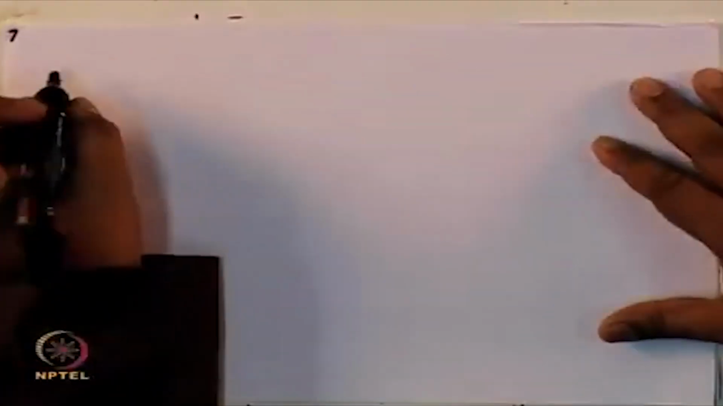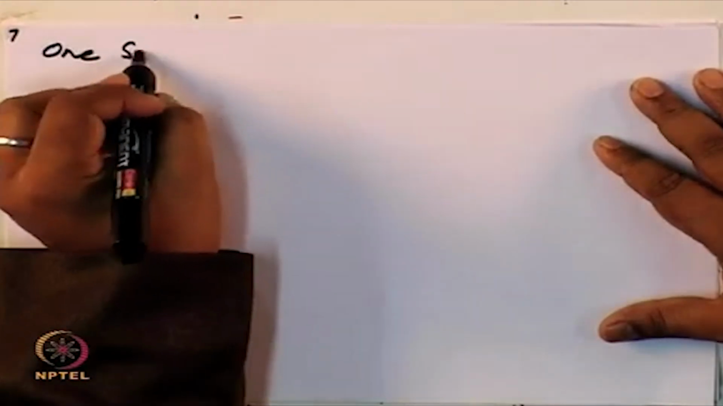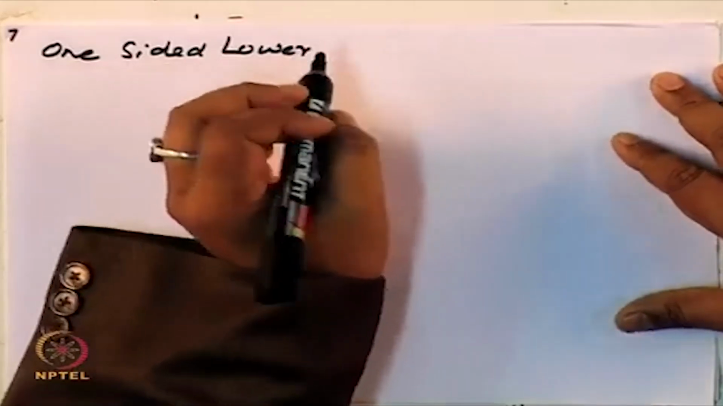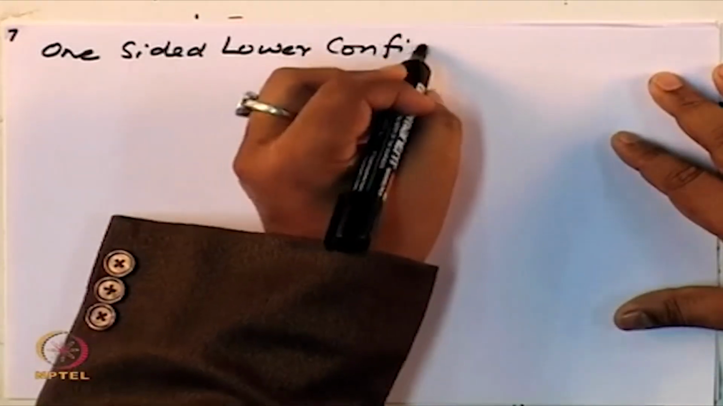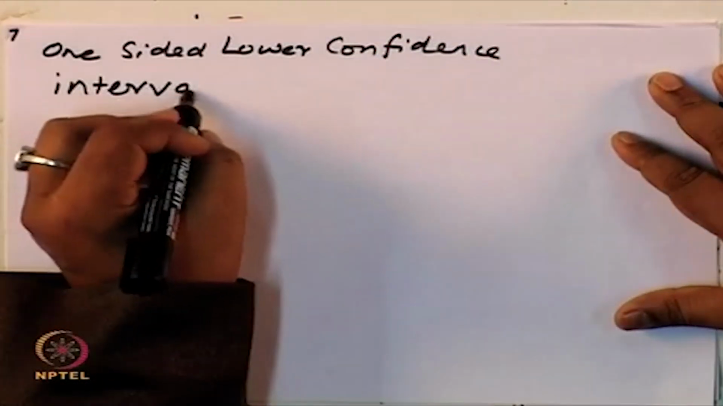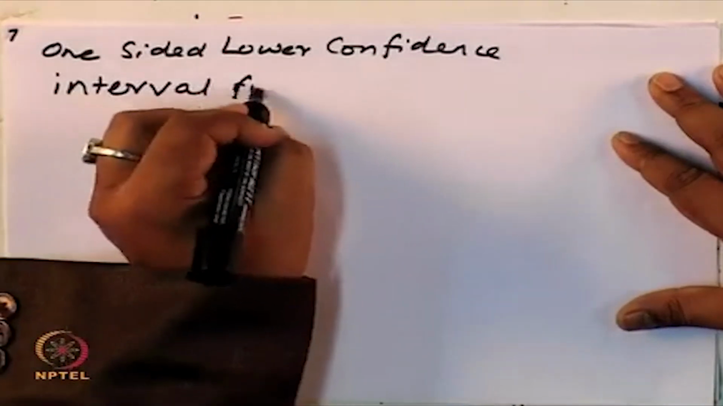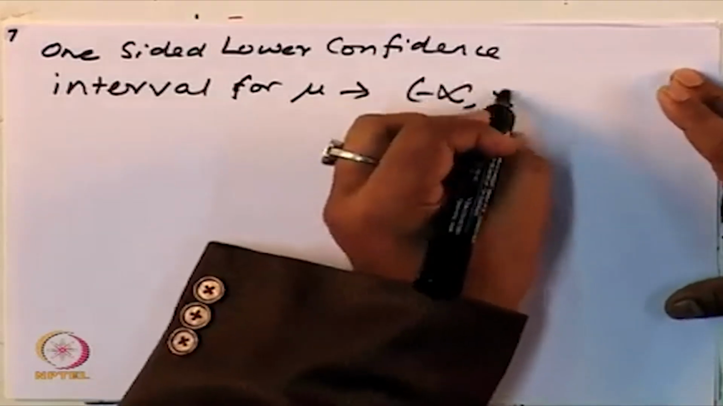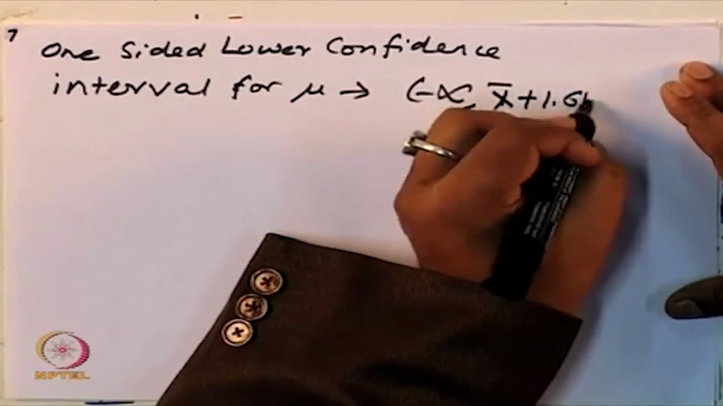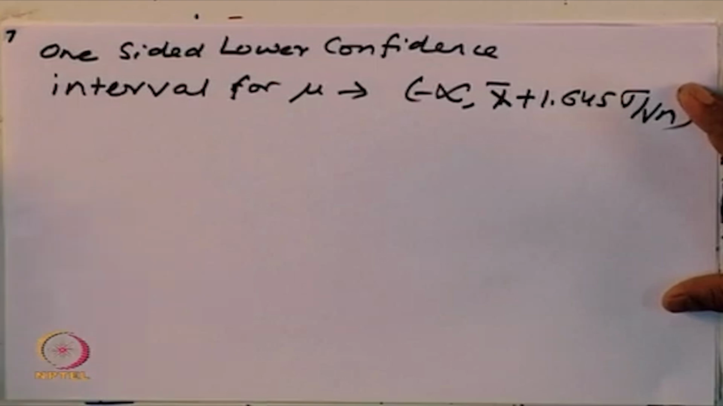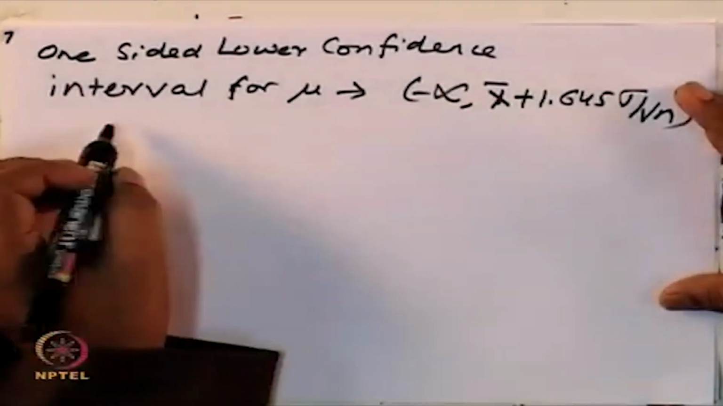Similarly, you can calculate an absolute upper value. Okay. So, the one sided lower confidence interval for mu turns out to be between minus infinity to x bar plus 1.645 sigma by root n. Okay. So, this is what you have, the confidence intervals created for one sided.